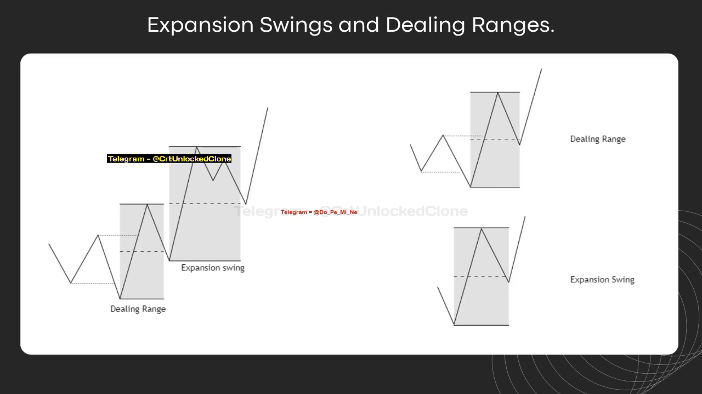On the other hand, an expansion swing forms after a dealing range, and it only breaks above one side of the range instead of two. That's the difference between expansion swings and dealing ranges. This is how a dealing range and expansion swing basically look in a nutshell. Now, as I said before, you can apply the same concepts to both of them. You need to remember that.